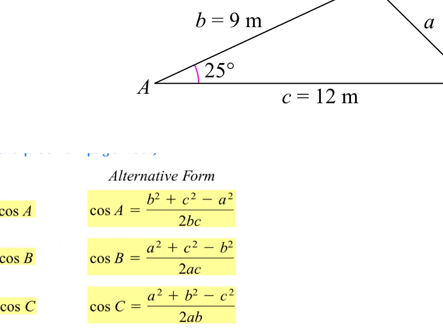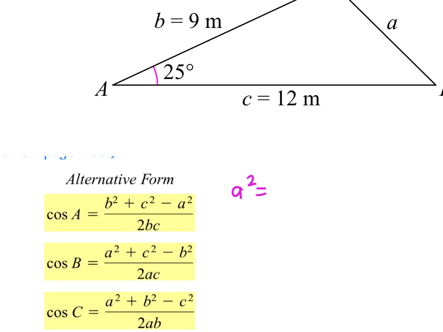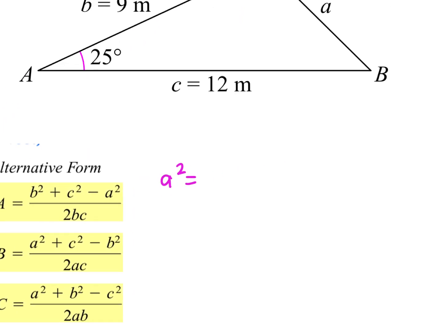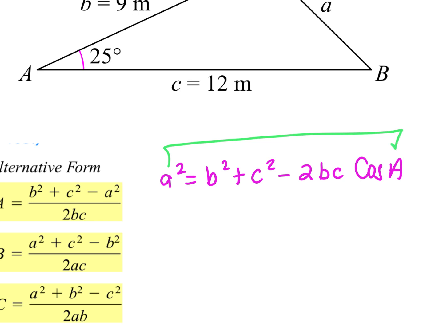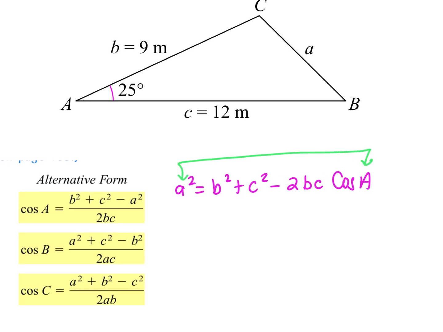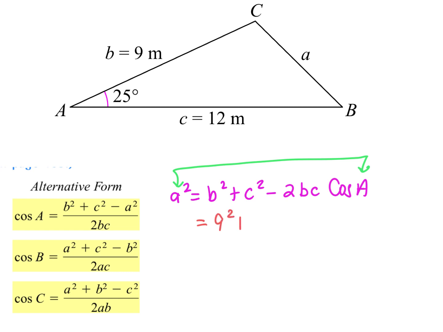So I'm going to say, okay, A squared, that's what I'm looking for, is A squared equals B squared plus C squared minus what? Minus 2BC cosine A. What did I tell you at the beginning? The side you're looking for is going to go with the angle that you're given, right? So you can make sure that you have that right. Now just pay attention to the numbers. What is B? So I have 9 squared plus what's C? 12 squared minus 2 times 9 times 12 times the cosine of 25.